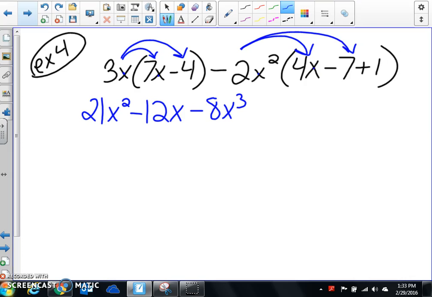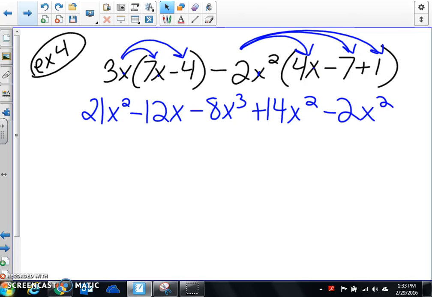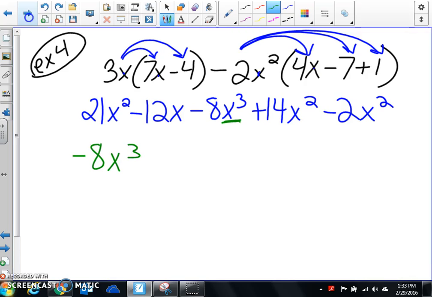Negative 2 x squared, so negative 2 times negative 7 is a positive 14. And then I have my x squares. And then negative 2 times 1 is negative 2, and then x squared. All right, my largest degree is this x to the third, so I have negative 8x to the third.